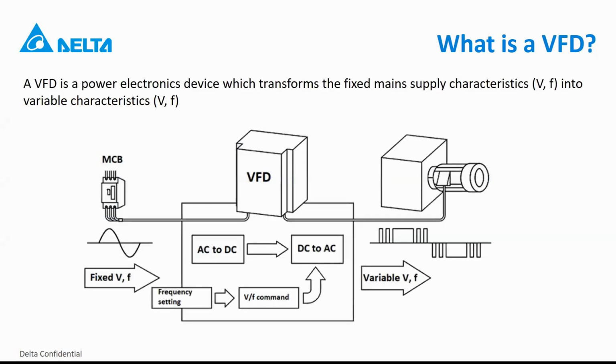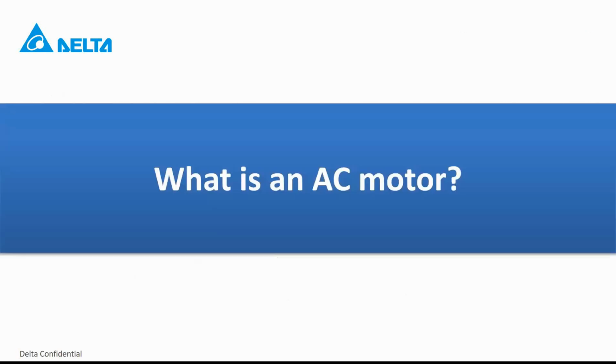There are, I think, over 100 functions within a drive, but the fundamental one for which we call them variable frequency drives is that they take the fixed characteristics of the electrical grid and turn them into controllable characteristics. They take the fixed voltage and frequency, and on the output you can control the amount of voltage and the frequency that you put onto a motor.